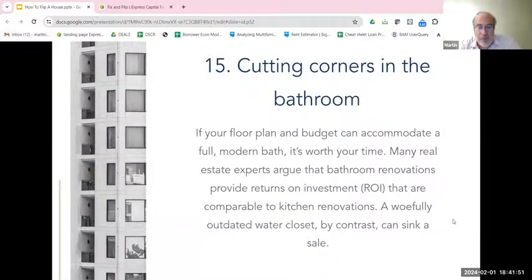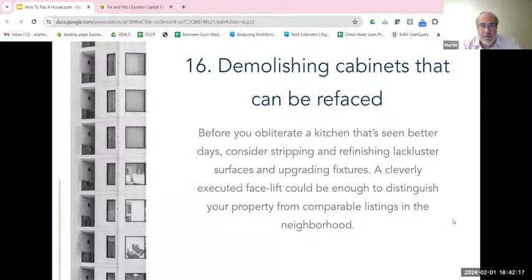Cutting corners in the bathroom. So remember I said to you before that the bathroom is the number one thing that people look at when buying homes. Your floor plan and budget should accommodate a full modern bathroom. It's worth your time. Many experts argue that the bathroom renovation provides your greatest return on the investment. And that is ever so true, not just for me, for many experts out there, and you can read up on that as well. So the kitchen is number two, like I said early on in the presentation.